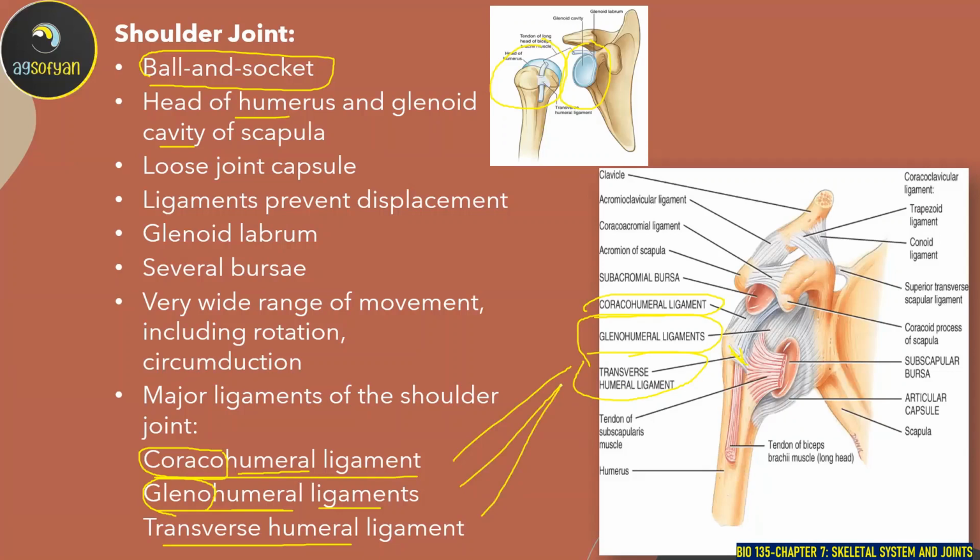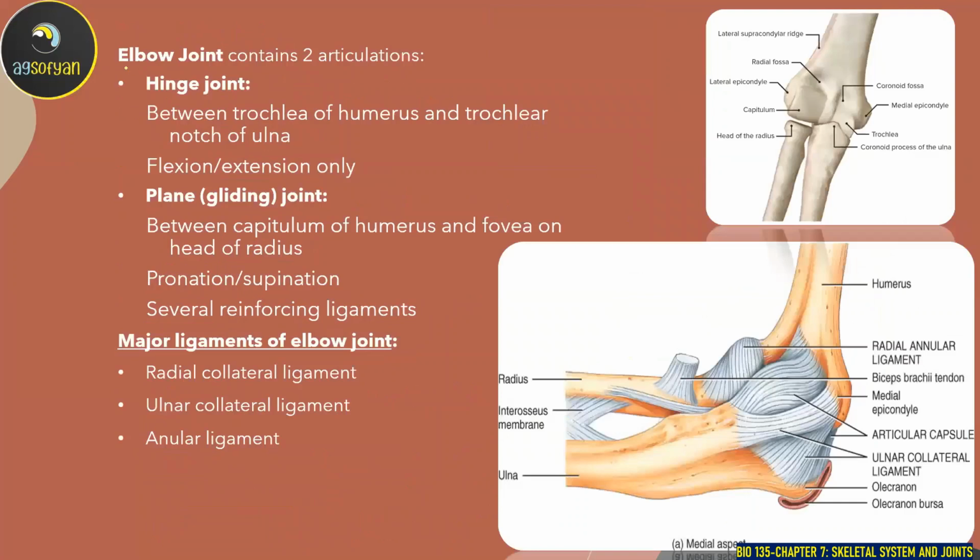So we can move our shoulder joints easily, and that movement will keep the bones in place because of these ligaments. The next one is the elbow joint, which is the connection or the joint between the humerus, the upper arm bone, and the 2 lower arm bones, which are the radius and ulna. So radius is the bigger one, and ulna is the smaller one.